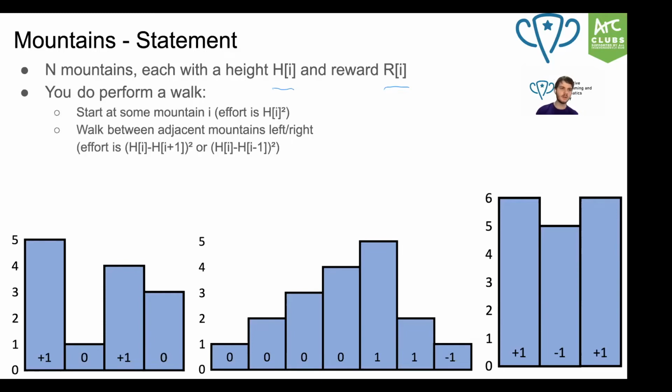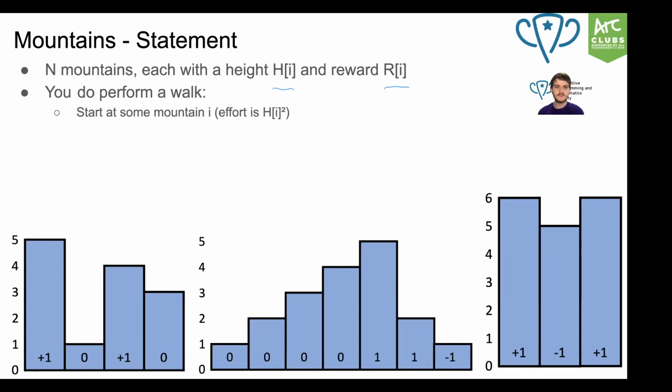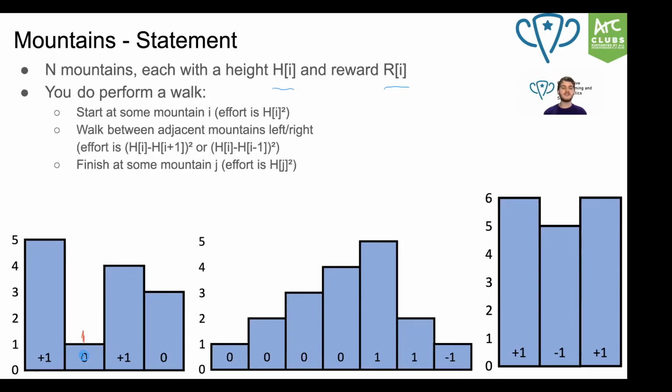So you perform a walk, and how this works is you start at some mountain. So let's consider this first example. We pick a mountain to start with. Let's say we start at this mountain here. We go onto it, and the cost of that is the height squared. So 1 squared is 1. It costs us 1 effort to get up onto this mountain. We can then walk to adjacent mountains. So we can walk left or right. If we walk left like this, that will cost us the difference in height squared.